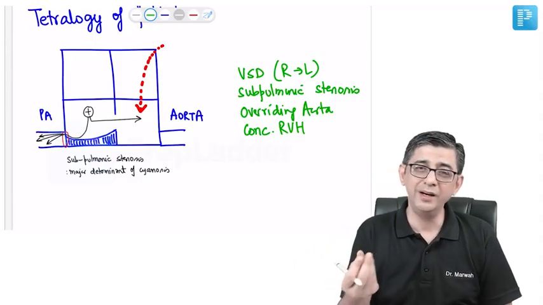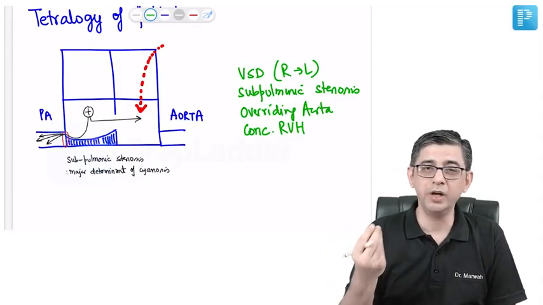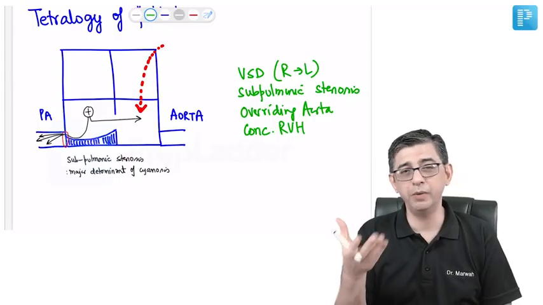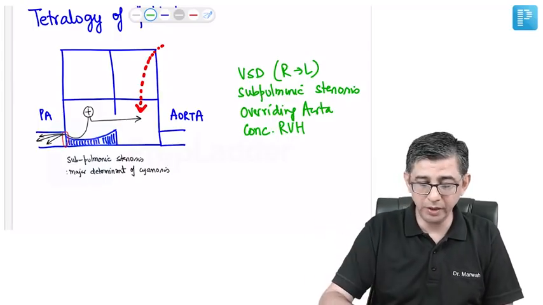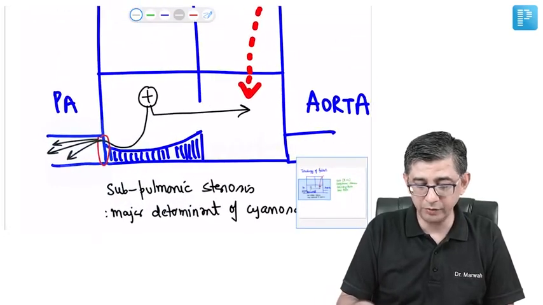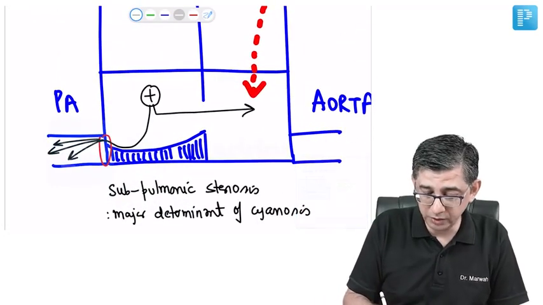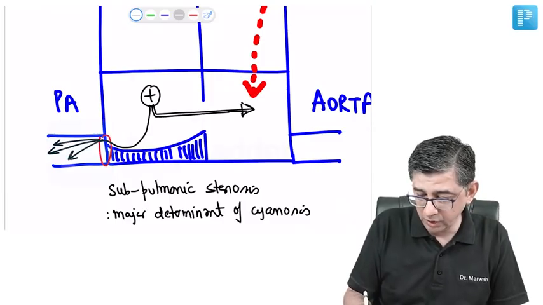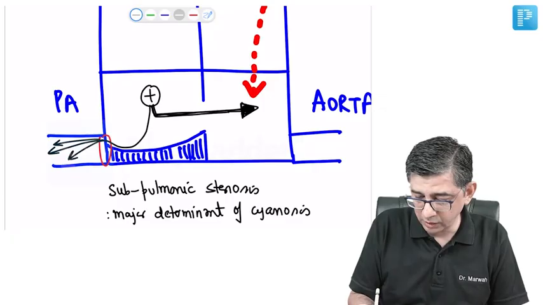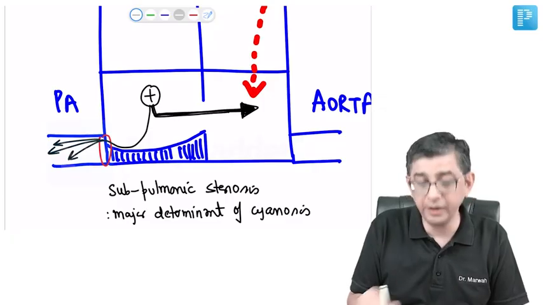Now, when this child of tetralogy of Fallot cries, sometimes he might become so blue that the lips might become black, and that's called a TET spell. So what happens during a TET spell is, and let me just highlight from this diagram, during a TET spell, this shunting that is occurring tends to increase. As I said, now more deoxygenated blood is going from the right to the left ventricle.